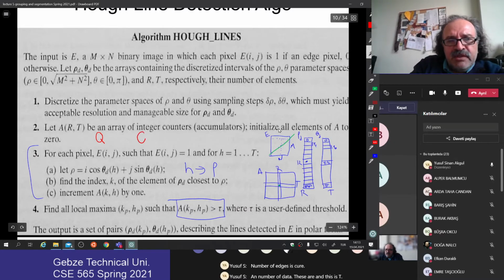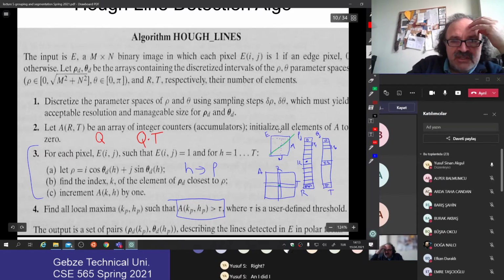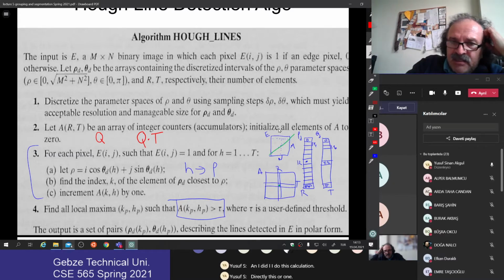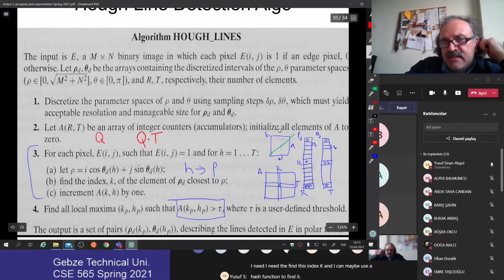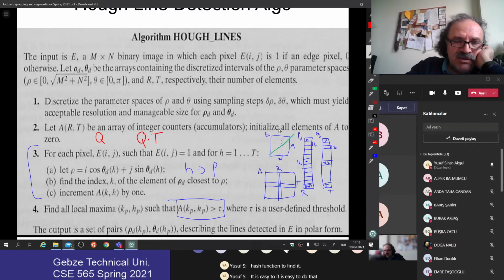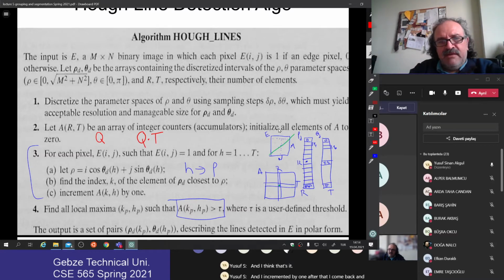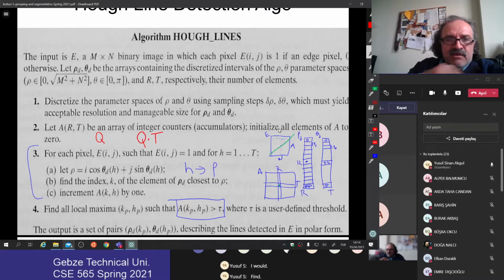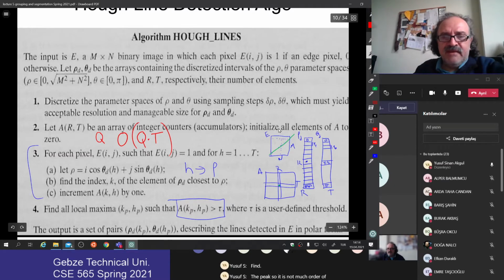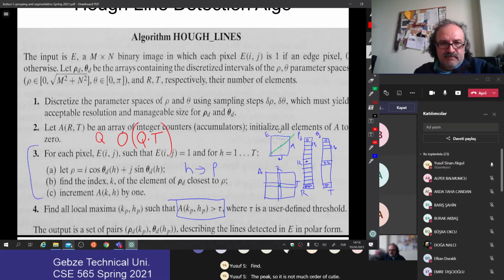So definitely it is q times, for each element, this t. And I do this calculation directly. This is O(1). I need to find this index k, and I can maybe use a hash function to find it. It is easy to do that. So it is q times t, and I increment it by 1. After that I come back and find the peak. So it is not much, order of qt. Good, it is efficient.